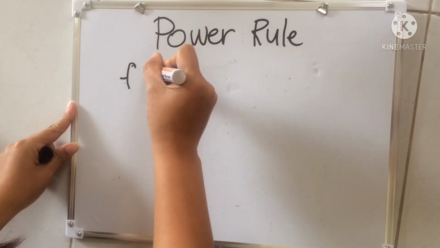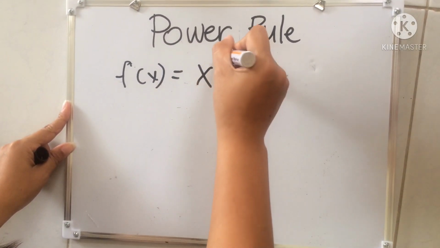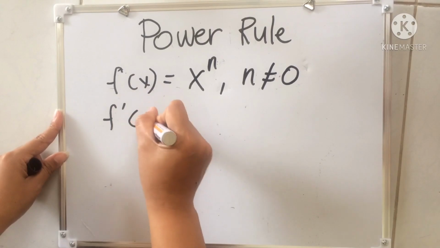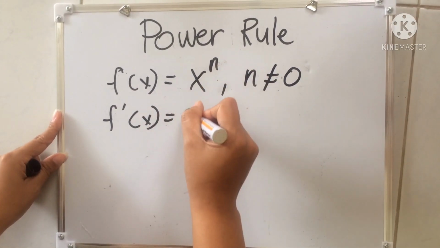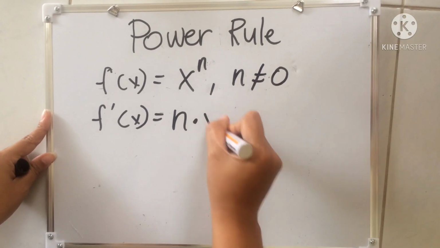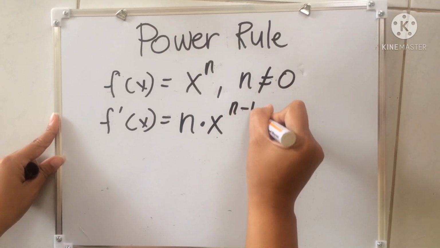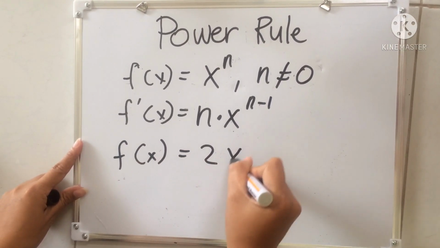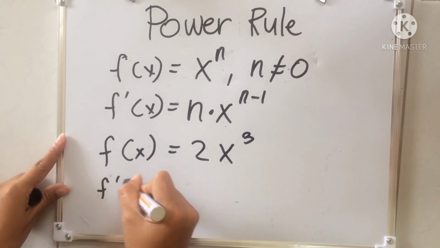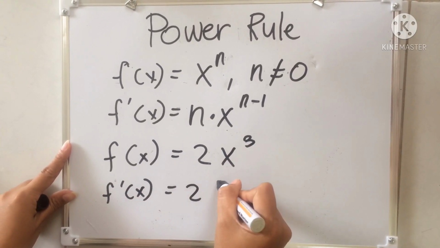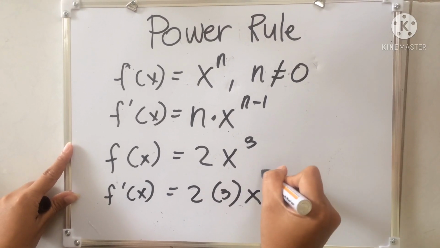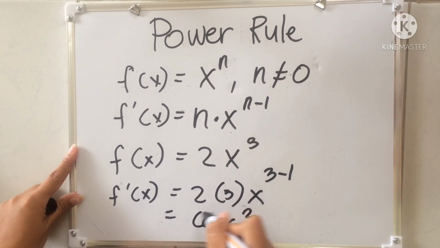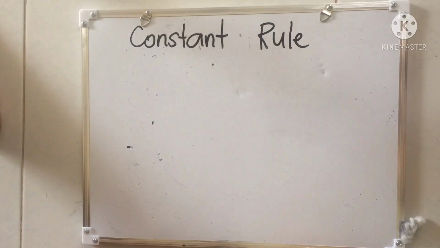If we have f of x is equal to x to the power of n, where n is not equal to 0, then f prime of x is equal to, bring down the n, times x to the power of n minus 1. For example, if we have f of x is equal to 2x to the power of 3, then f prime of x is equal to 2, bring down 3, copy the x to the power of 3 minus 1, which is equal to 6x to the power of 2. So that's the answer.